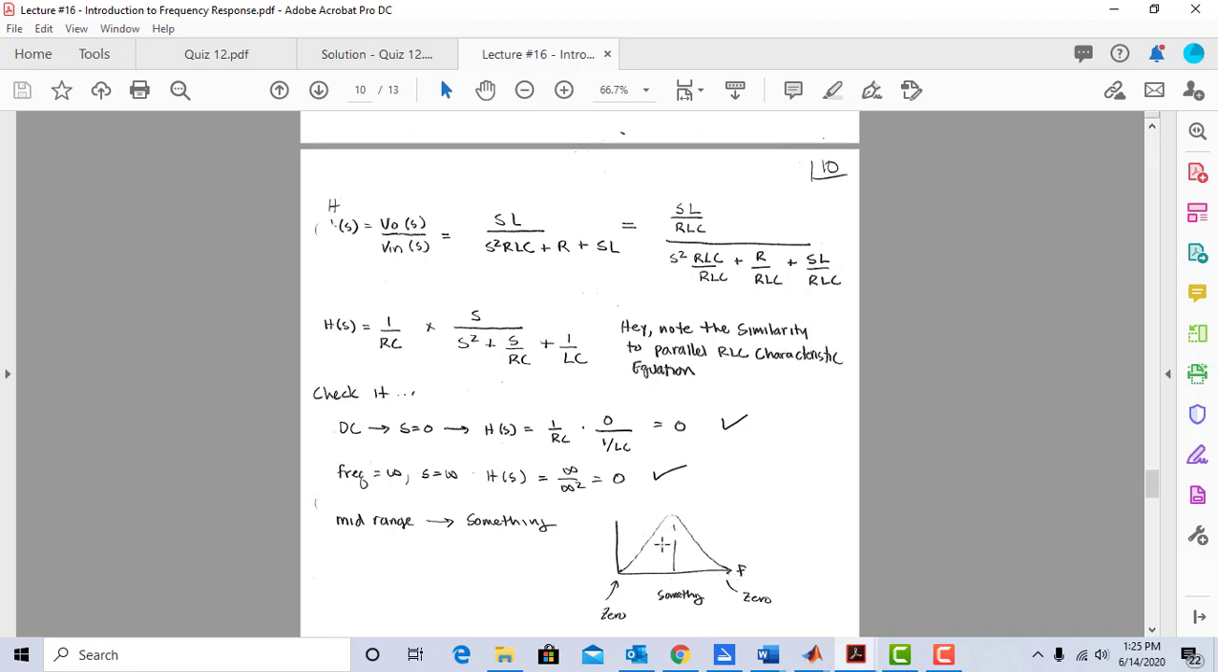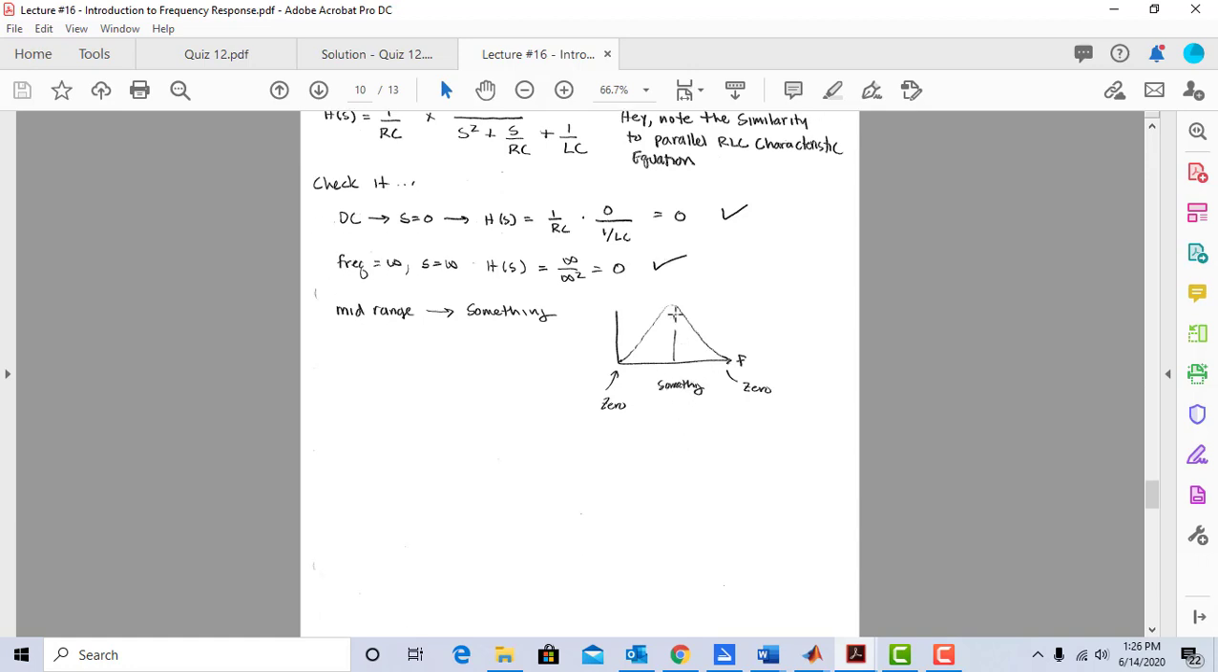And I have no idea what's going on here, but since this is an absolute value, I know it's not 0. It's not negative, so it's somewhere, something like this. And I tend to just call it something.